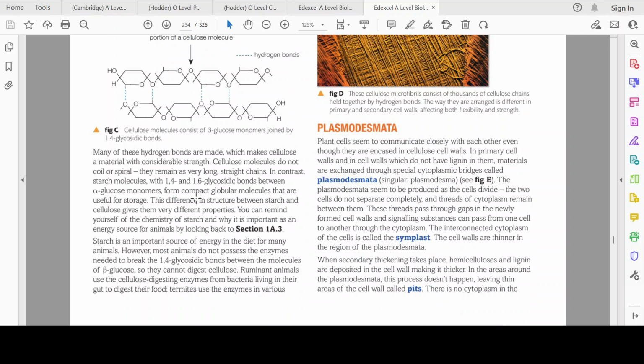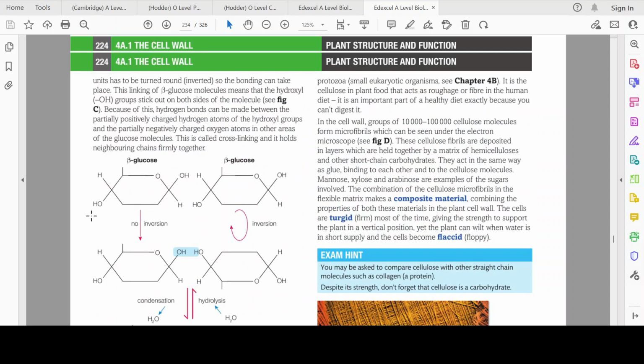They are 1,4 glycosidic bonds, as given over here. And most animals, including humans, do not have the enzyme available to break these bonds, right? Even cows and other ruminant animals do not have the enzymes themselves. It is the bacteria in their gut that is able to break those bonds, and so they are able to utilize plant material and cellulose as food. For us, it acts as roughage to improve digestion and peristalsis.